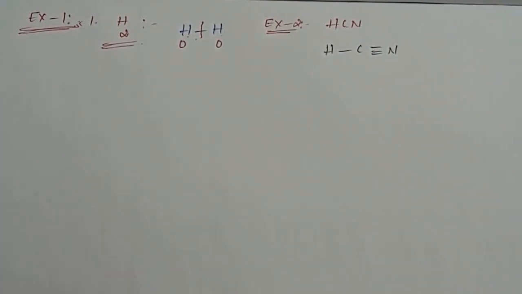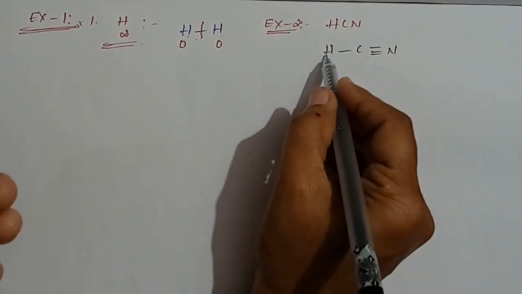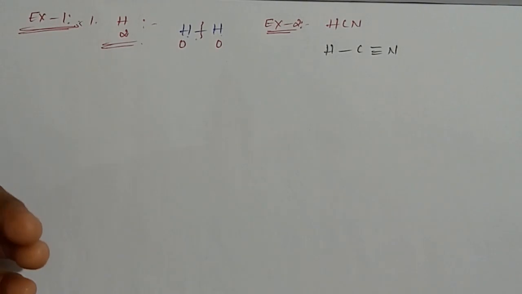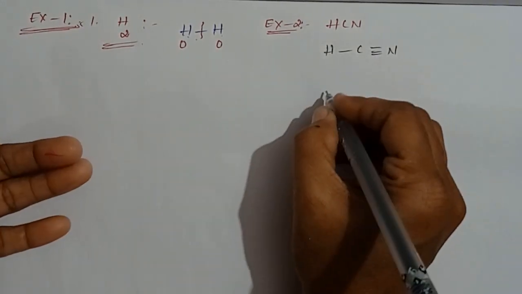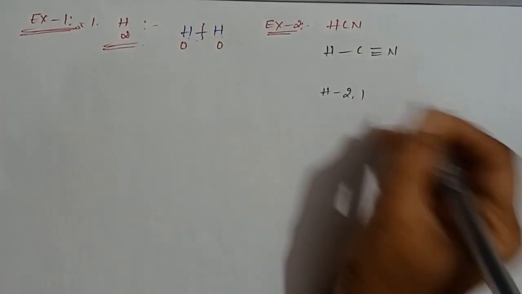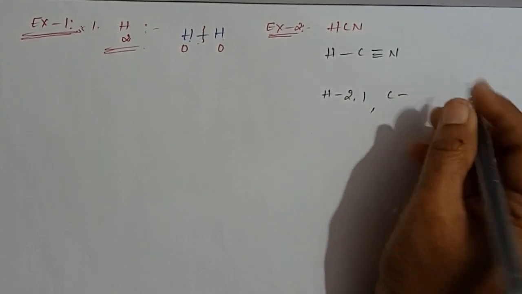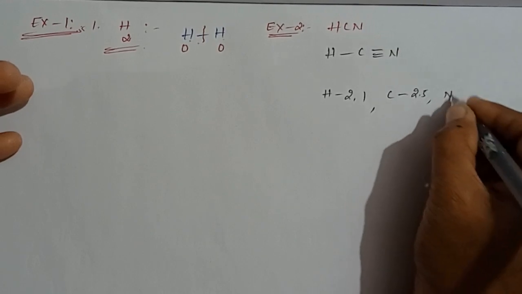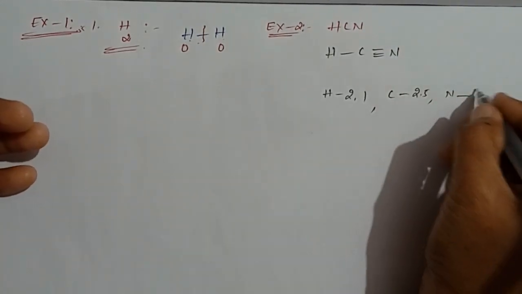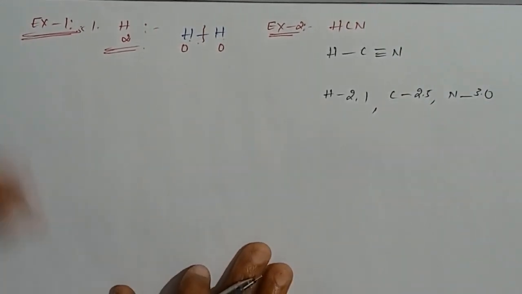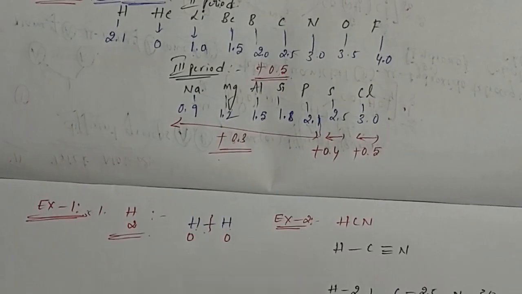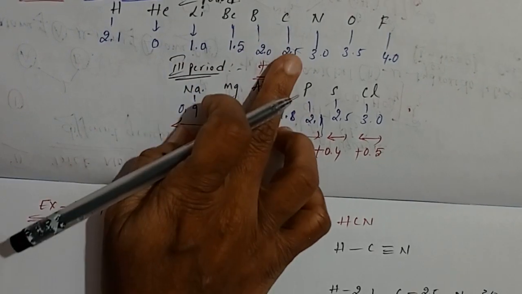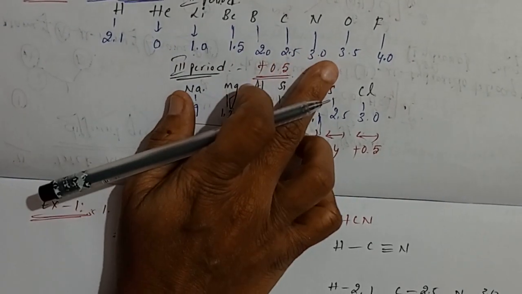In HCN, students, here hydrogen and carbon, in these two elements, which is more electronegative? Hydrogen, I already told you, electronegativity is 2.1. Carbon's electronegativity value is 2.5. Nitrogen's electronegativity value is 3.0. Okay, so the elements that I wrote already: hydrogen 2.1, carbon 2.5, nitrogen 3.0.